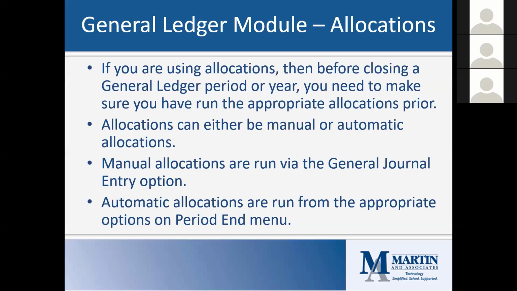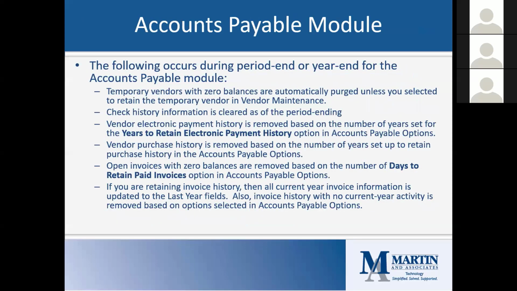And if it's a manual allocation, you run those through general journal entry and you tell them when they're run. If they're automatic allocations, you run it from the appropriate options on the period end menu. There's some options out there about running your allocations, and that will run all the automatic allocations for you. All right. So that's kind of what I wanted to point out about the general ledger module.